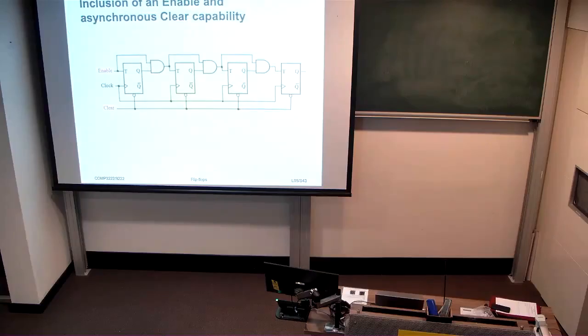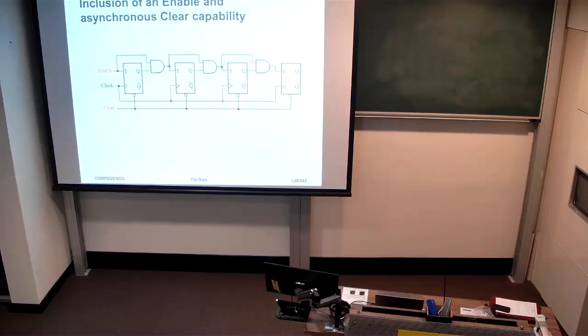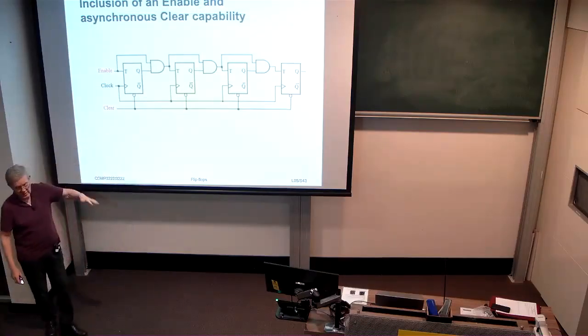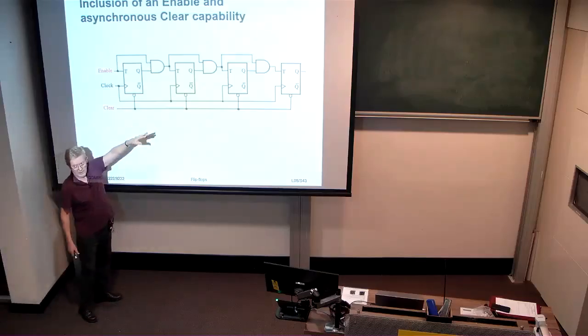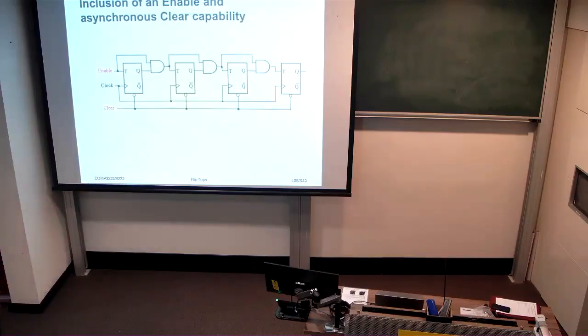So we might want to control when the counter counts up. In that case, we would add an enable signal rather than driving it always with a 1. We would drive it with an enable signal. When the enable is asserted and an active clock edge comes along, then this counter is going to count up by 1. Similarly, we might at some stage want to be able to clear the counter, and we could do that asynchronously by clearing each of those D-type flip-flops that are contained within the T flip-flops, right?